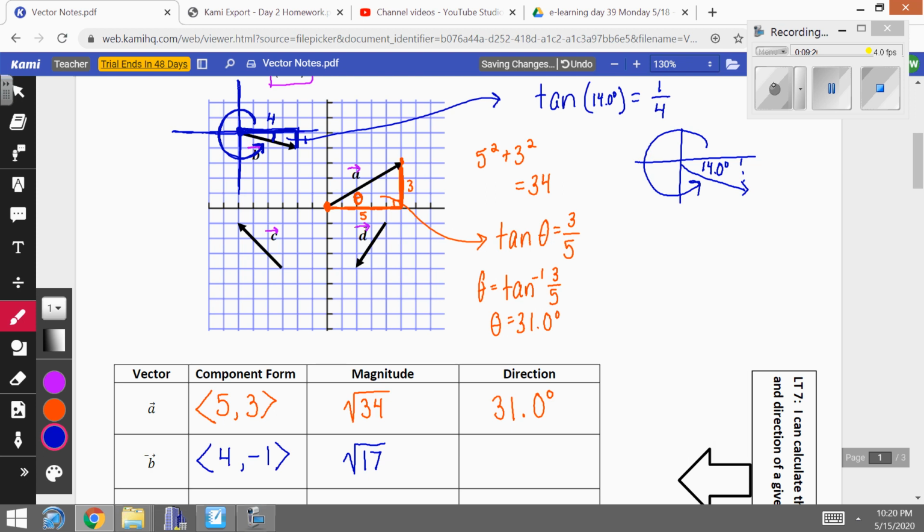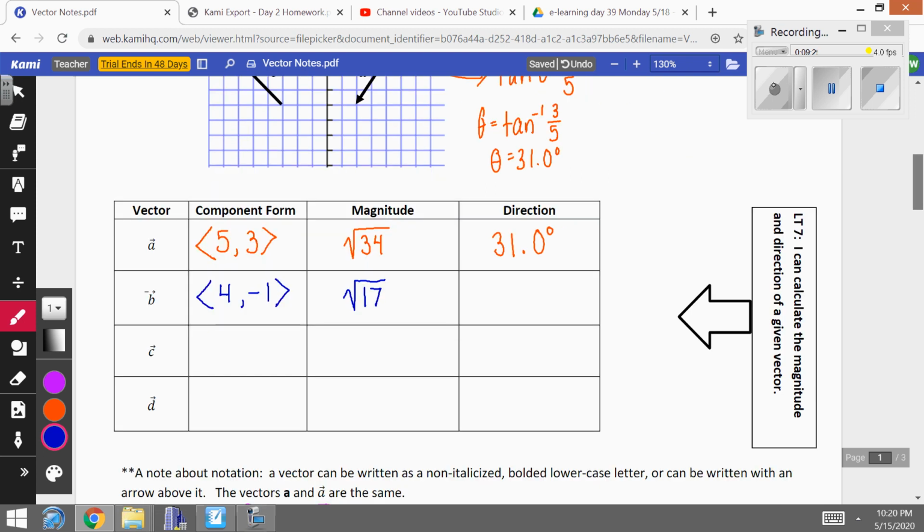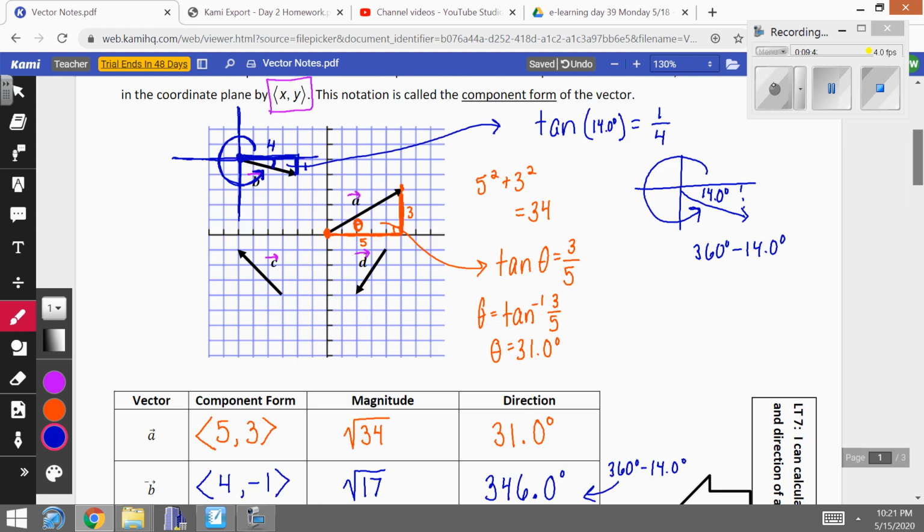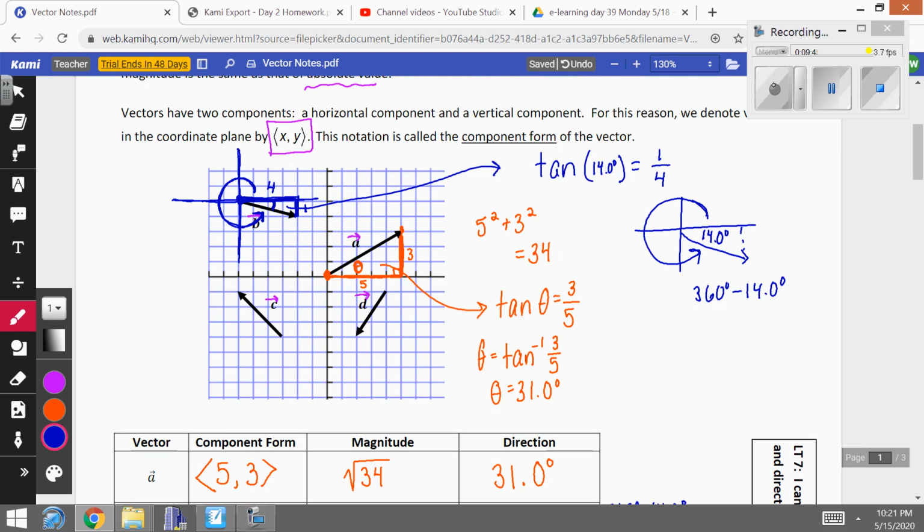So if all the way around the circle is 360 degrees, we're going to have to do 360 degrees minus that 14, and that's where we come up with 346 degrees. Again, I'm going to say 346.0 degrees. That was the 360 minus the 14. Again, we have to do the entire direction. That really tells us that that vector is going in that specific direction.